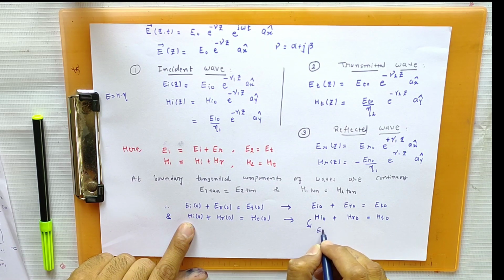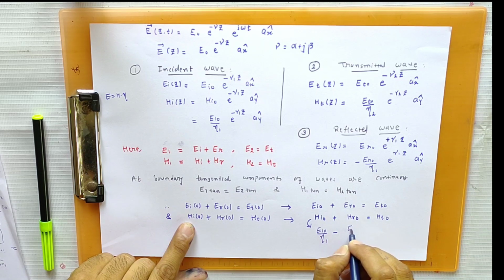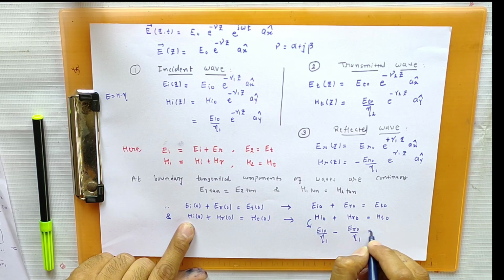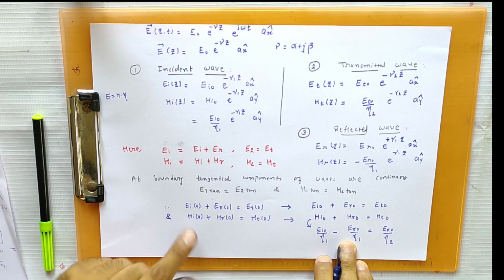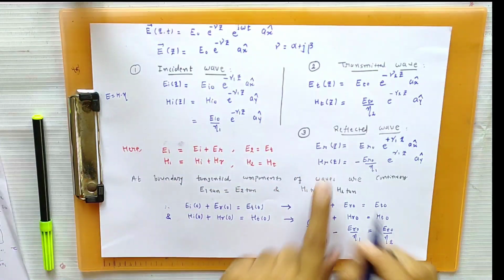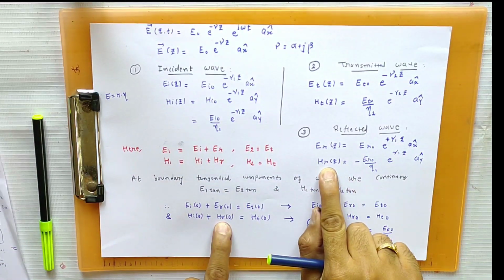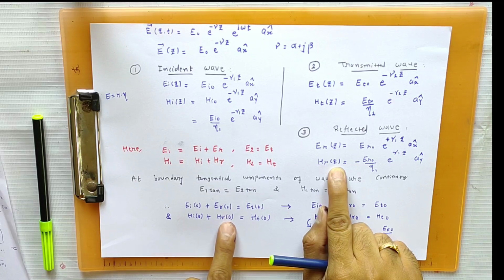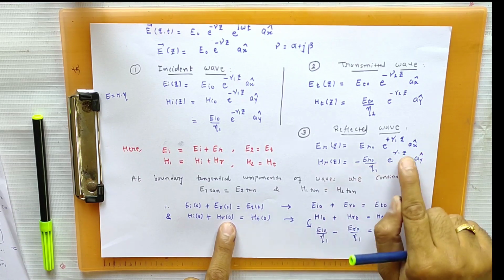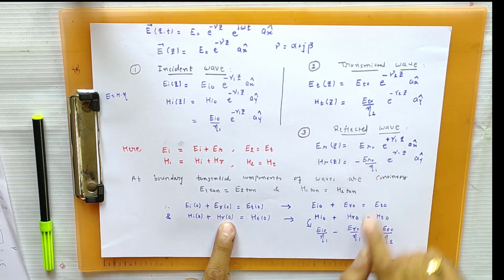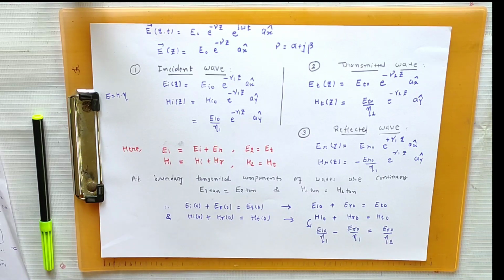It is EIO by eta 1 minus ERO divided by eta 1 is equal to ETO divided by eta 2. Why the negative sign? See here, in this case, it is reflected. Compare these two, HR of Z and HR of 0. Here instead of Z, I have to put Z equal to 0, so e raised to 0 is 1. So this is minus ERO by eta 1. Okay, clear. So these are the boundary conditions.